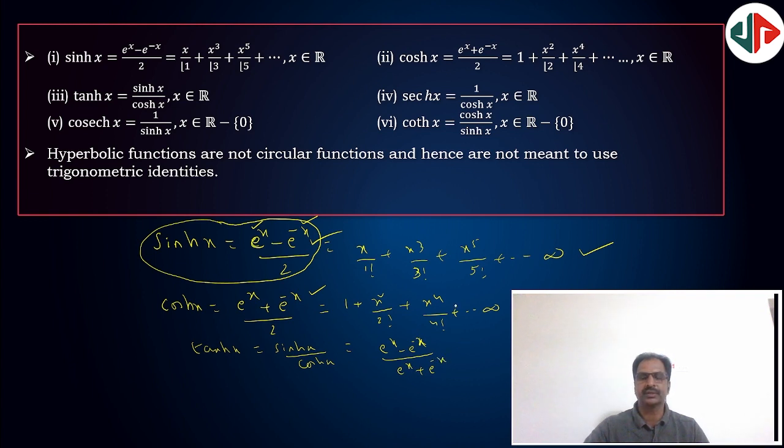This is tan hx. And as we have in trigonometric functions, here secant hx is the reciprocal of cos hx, cosecant hx is the reciprocal of sin hx, and cot hx is the reciprocal of tan hx. So these are the definitions of the 6 hyperbolic functions.